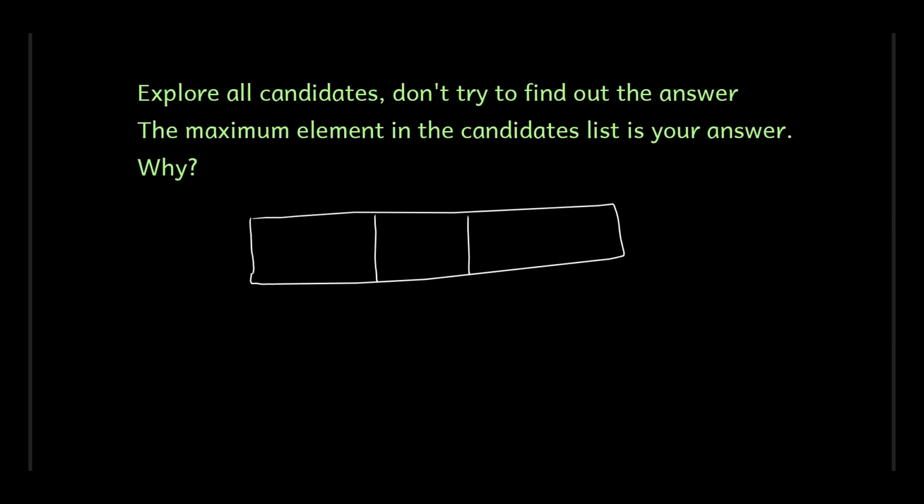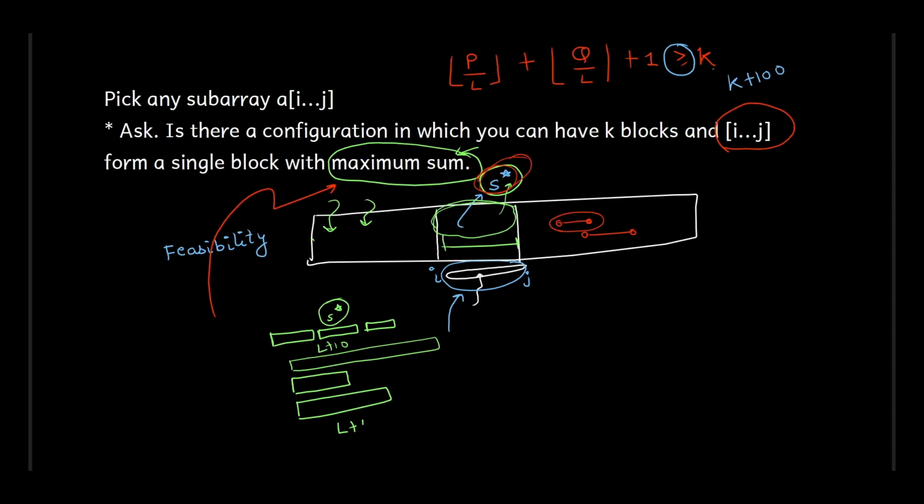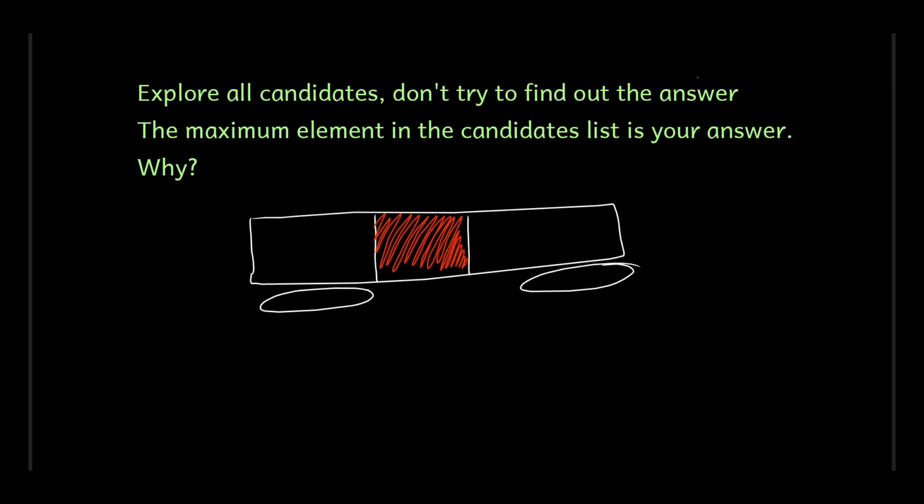So when do you decide that this subarray can be a candidate? If it is a feasible one, right? If it is a feasible candidate. And when can it be a feasible one? Only if the left hand side plus the right hand side plus this one block combined can create at least k blocks. That part we have already discussed.